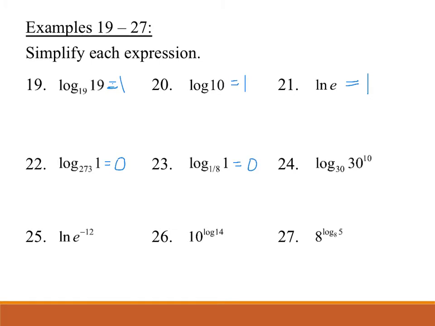The log of 30 raised to the 10th power is just equal to 10. The natural log of e to the minus 12 is just equal to minus 12. The 10 raised to the log of 14 is just 14. And 8 raised to the log base 8 of 5 is just equal to 5.